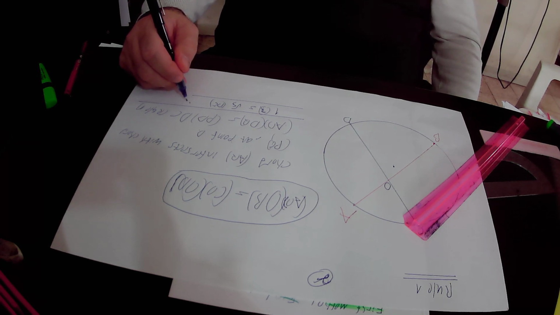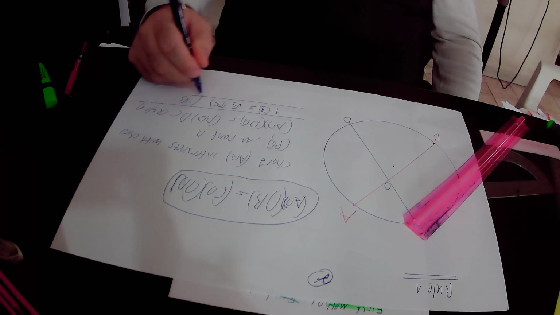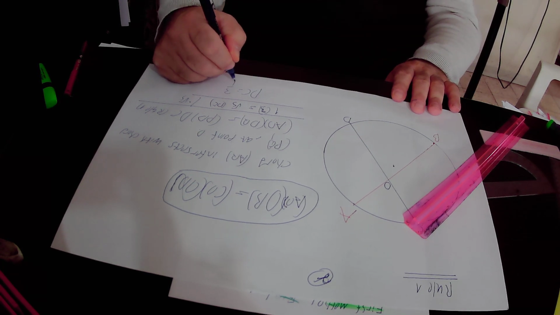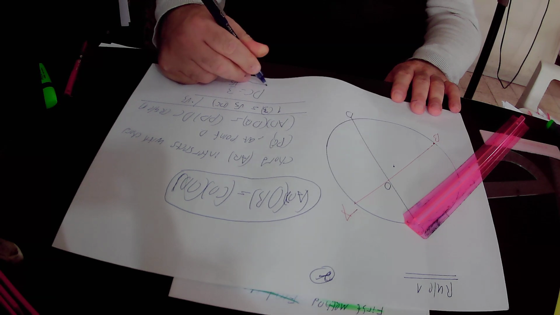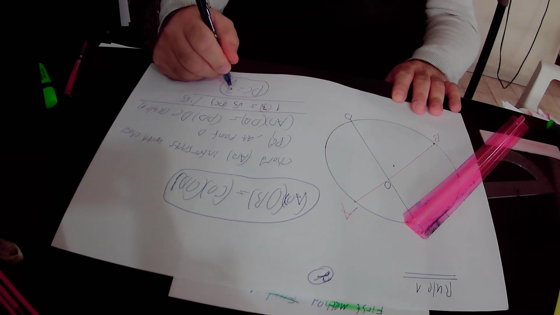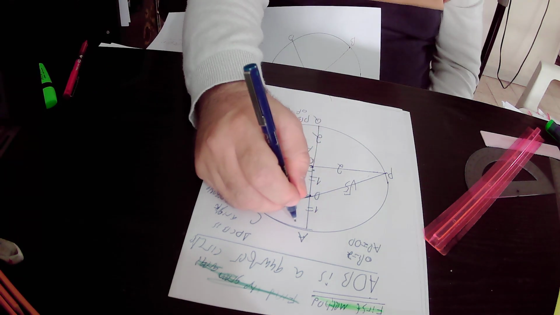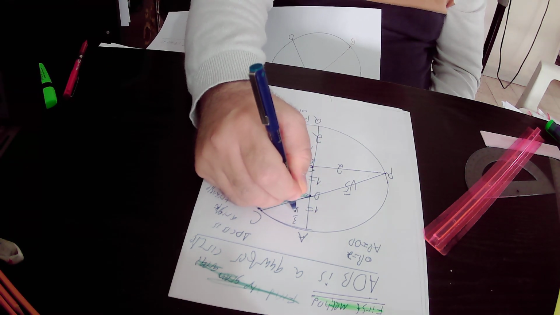Here we will divide this equation by square root of 5, and we'll get that DC equals 3 over square root of 5 units. Okay? So here we found out that DC equals 3 over square root of 5 units.